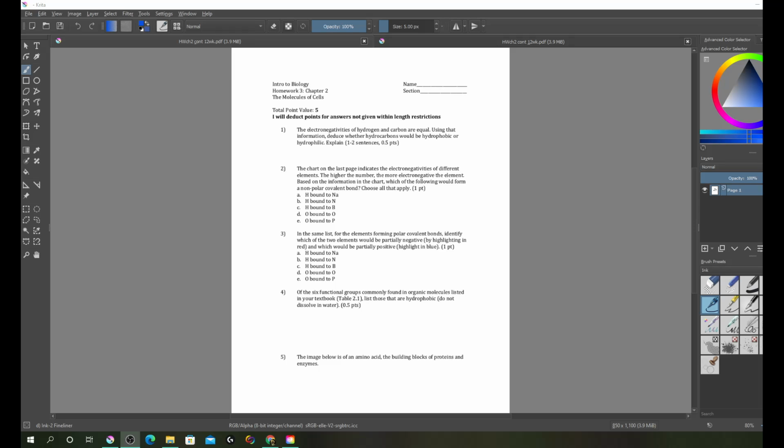So let's look at problem 1 here. The electronegativities of hydrogen and carbon are equal. Using that information, deduce whether hydrocarbons would be hydrophobic or hydrophilic and explain. Remember, a hydrocarbon is just a molecule with a whole bunch of carbons and hydrogens. You need to remember that carbon always makes 4 bonds. Why does carbon make 4 bonds? Because it has an atomic number of 6. So, carbon, atomic number of 6.